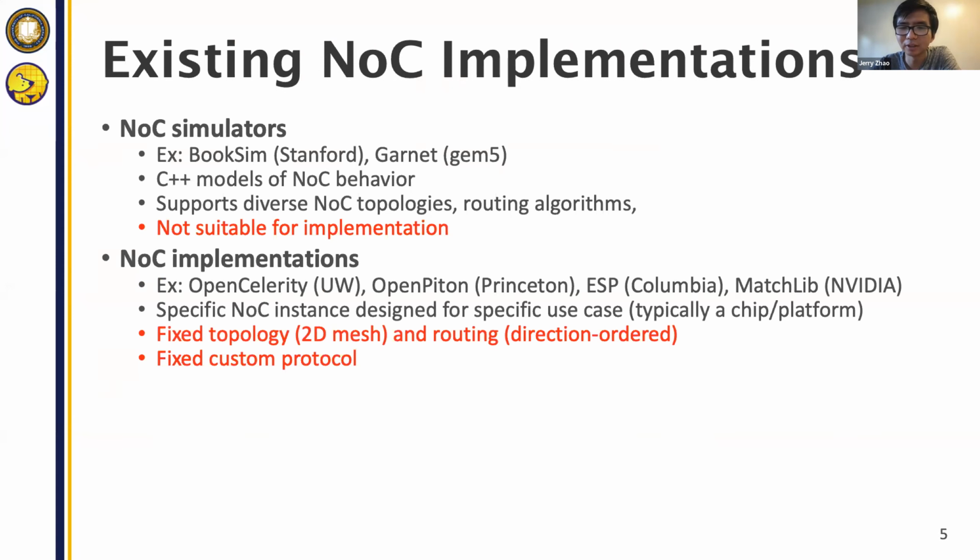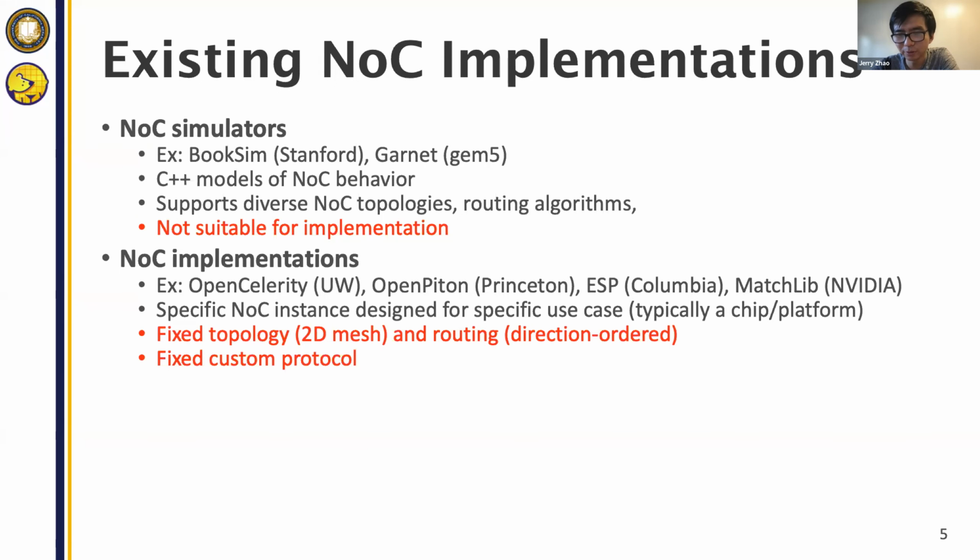There are, of course, a few open source NoC implementations. A couple highlighted here are OpenCelerity, the NoC in OpenPiton, and ESP, and in MAGIA. Generally, these are specific NoC instances that have been designed for one specific use case, whether it's a specific test chip or a specific framework. As a result, these NoC systems generally have fixed topology, fixed routing, and implement some custom chip-specific or framework-specific protocol, making it difficult to integrate custom blocks or explore custom communication protocols within these NoCs. And it's also generally been pretty difficult to parameterize these NoCs towards generating a more heterogeneous or irregular network topology.